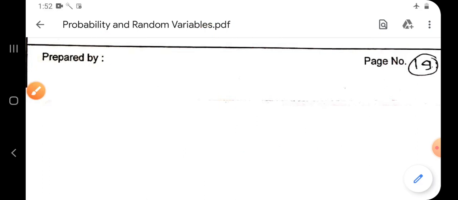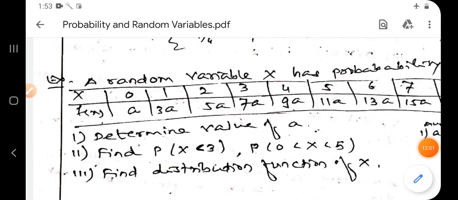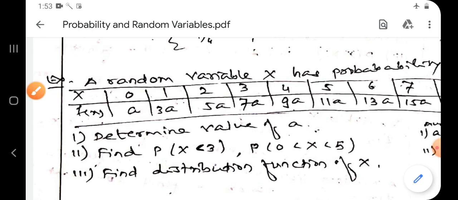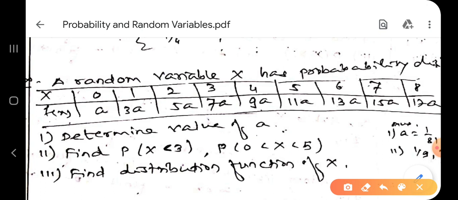So this way we can solve a simple problem. Let's solve one more problem. A random variable x has probability function f of x given: x = 0, 1, 2, 3, 4, 5, 6, 7, 8 with f of x equal to a, 3a, 5a, 7a, 9a, 11a, 13a, 15a and 17a. So all values are given. The table is given, so this is your distribution table, meaning the PMF is given. Determine the value of a. Find p of x less than 3 and p of 0 less than x less than 5. Two questions together. And third, find the distribution function of x.